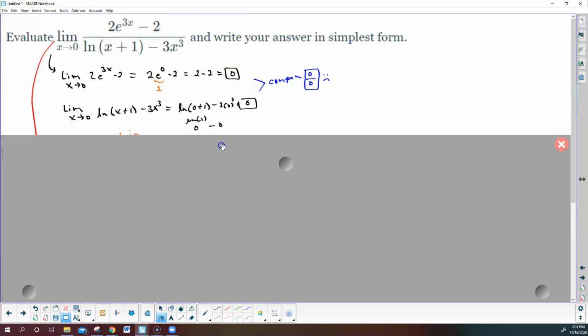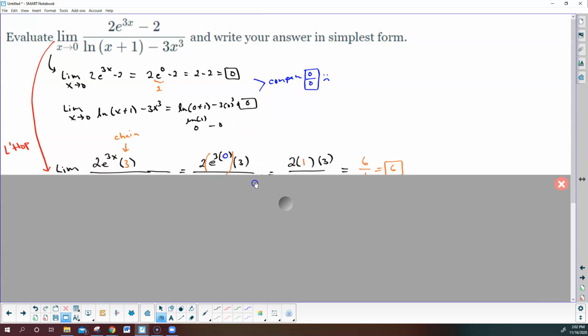The limit of the denominator, when I plug in 0 here and here, I end up with ln of 1, which, remember, the natural log of 1 is 0, and then it's 0 minus 0. So when I compare numerator to denominator, we get the indeterminate form of 0 over 0. That's my ticket to do L'Hopital's rule.